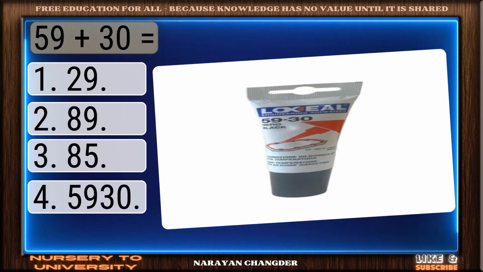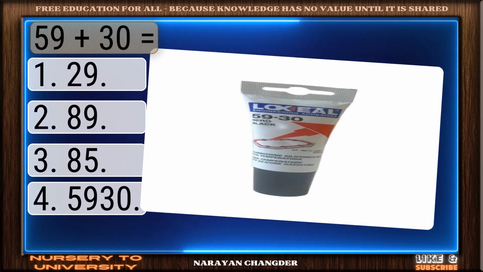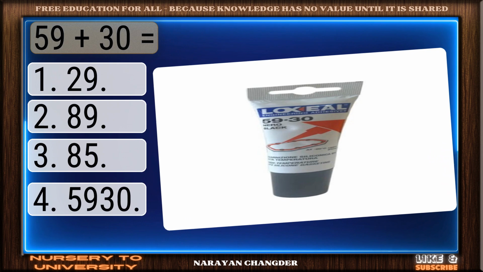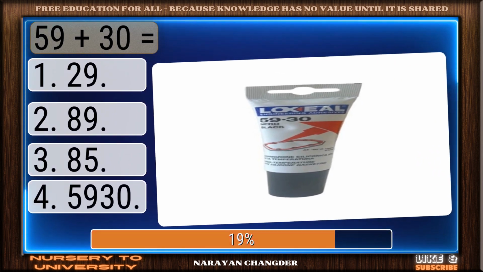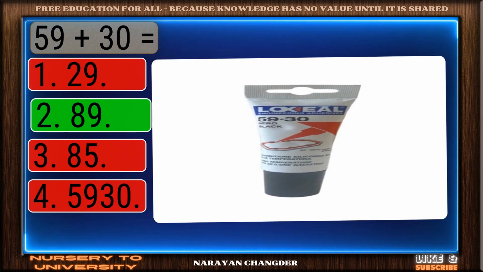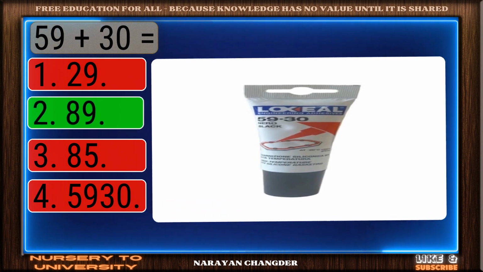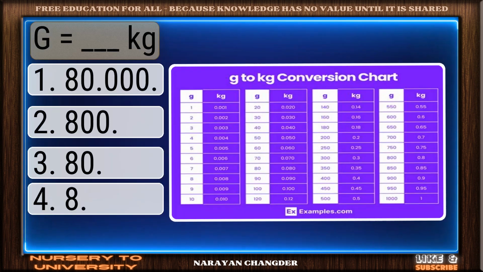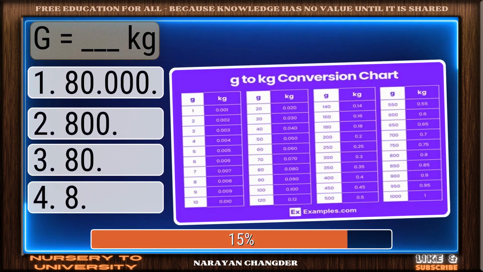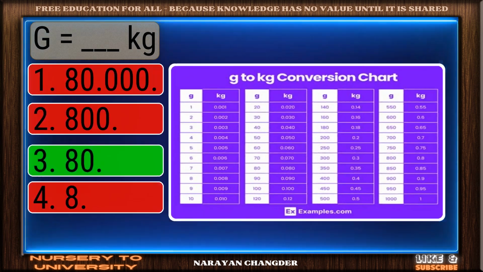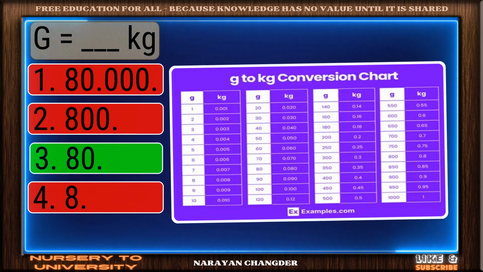Can you solve all these Class 2 Maths Chapter 7 Jugs and Mugs questions? 59 plus 30 equal to? You got it. Your choice 89 is right. G equal to dash D. Valid point. 80 is true.